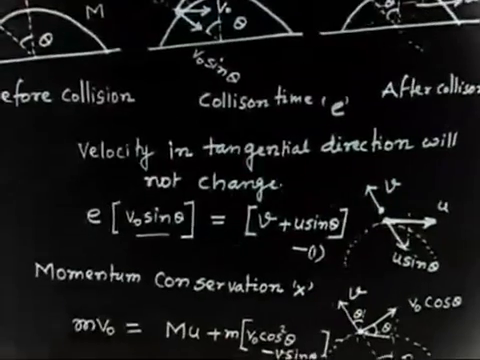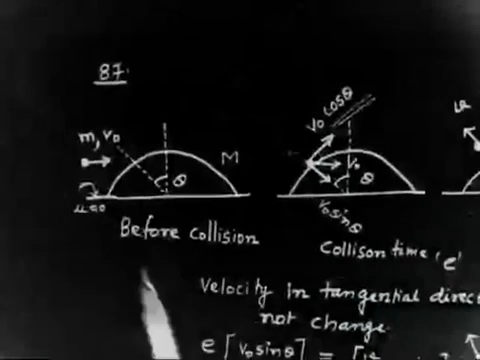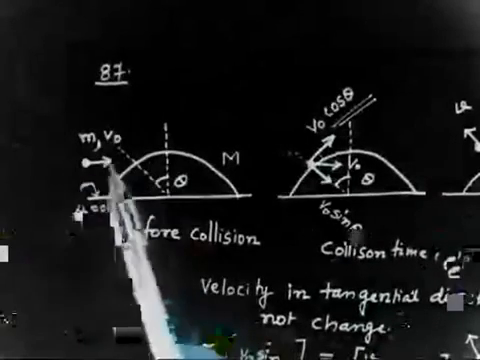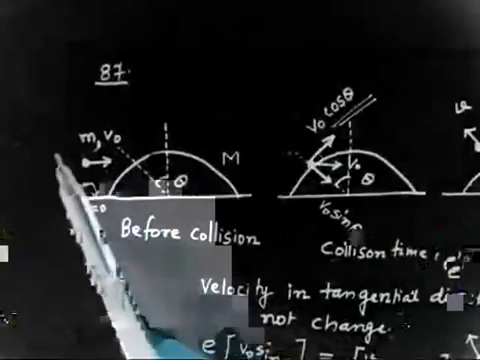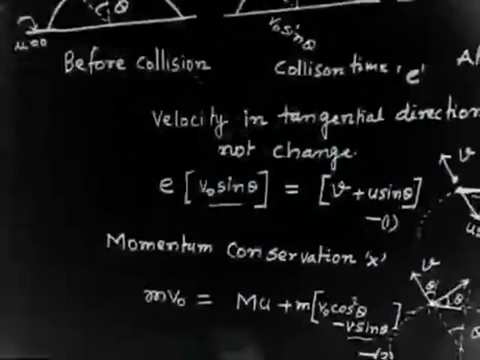Okay, let me write the second equation. What is the initial momentum in the x direction? Initially this mass is going with v naught velocity, mass is m. This other one is at rest, so there is only the initial momentum m v naught. So initial momentum will be m v naught.